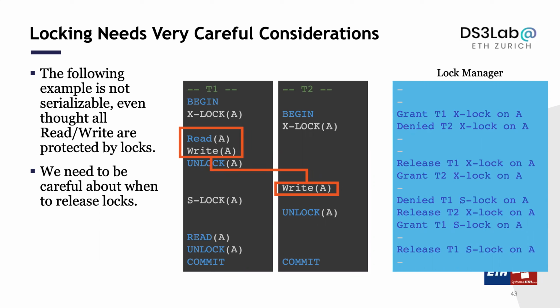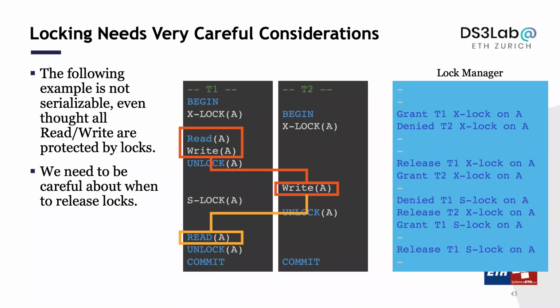Why? Because if you look at this pair, T1 reads A, writes A before T2 writes A. And then you look at this pair, T2 writes A before T1 reads A, right? So clearly, if you define the dependency graph, there's a loop, right?